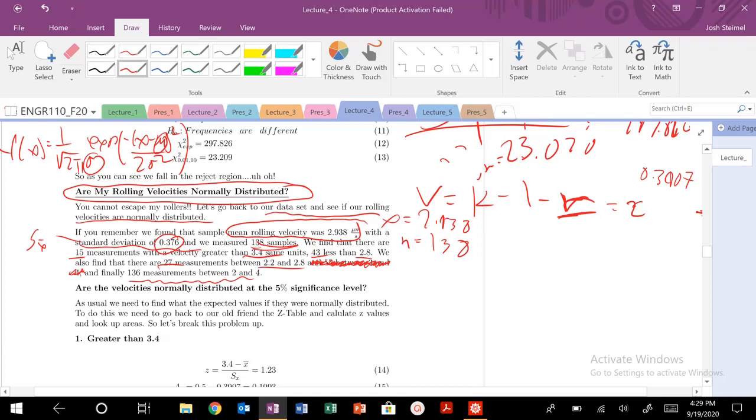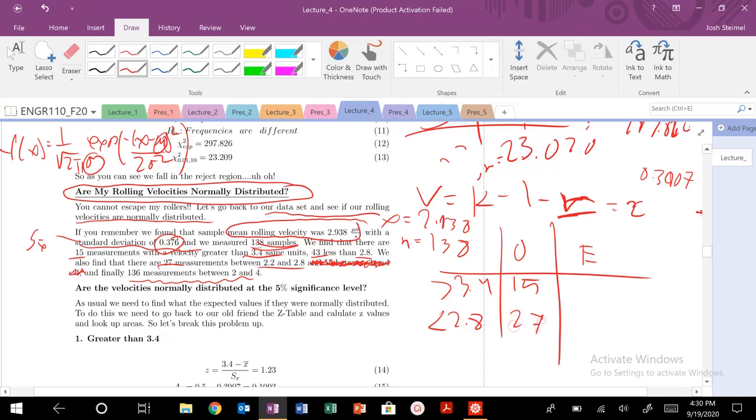But whenever we're doing a chi-square test, we have our observed values and we have our expected values. So for rolling velocities that are greater than 3.4, we observe 15 measurements. For less than 2.8, we find that there are 27 measurements observed.